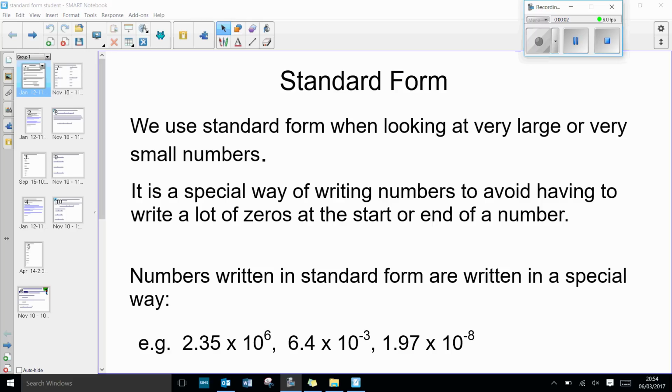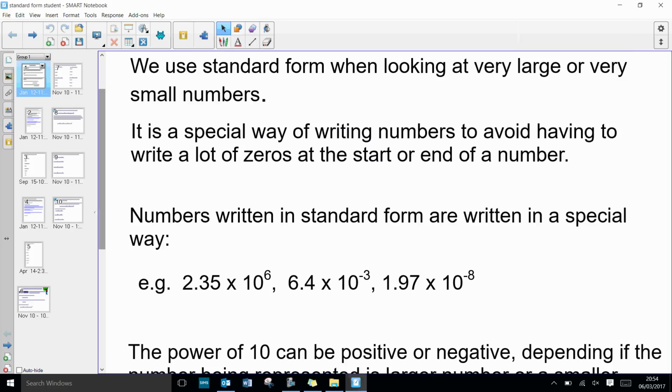Okay, so we use standard form when we're looking at very large or very small numbers. It's a special way of writing numbers to avoid having to write a lot of zeros at the start or end of a number. So numbers written in standard form are written in a special way. So these are three examples. 2.35 times 10 to the 6.